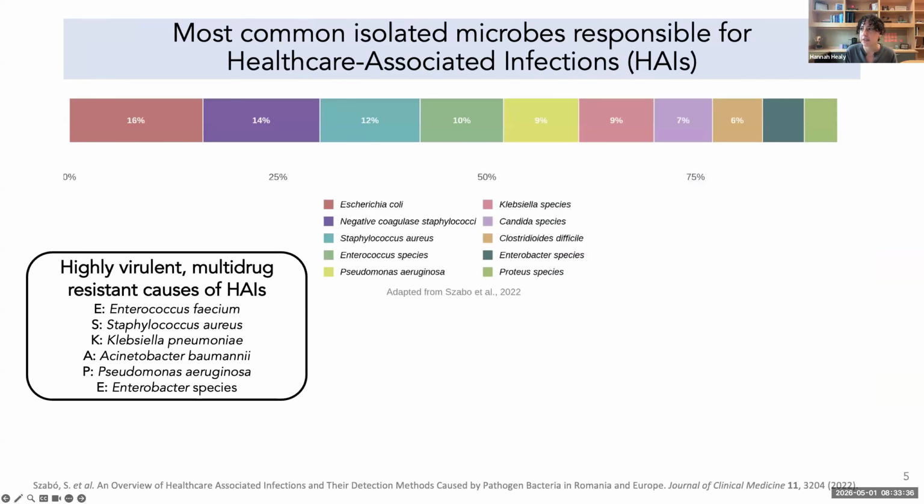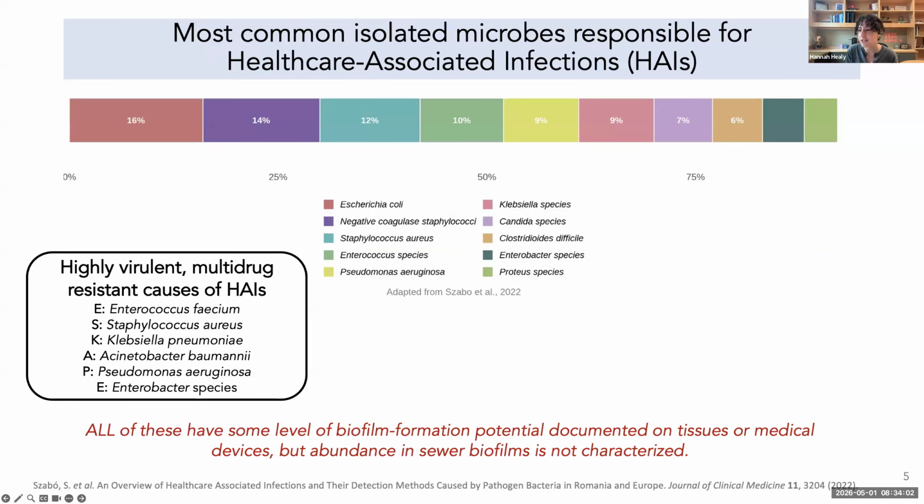And most of the causative agents of these HAIs are bacterial. So you can see here a distribution of the different species that are responsible, things like Klebsiella, Pseudomonas aeruginosa. You may have also heard of the ESKAPE pathogens, which are a group of highly virulent multi-drug resistant causes of HAIs. And notably, all of these pathogens shown on the slide have some level of biofilm formation potential.